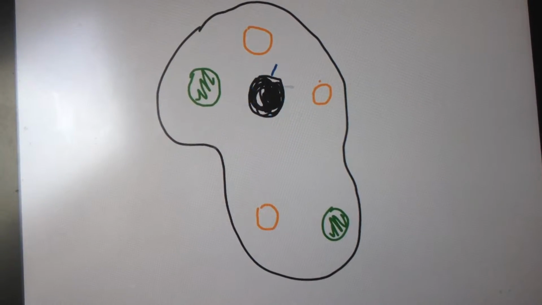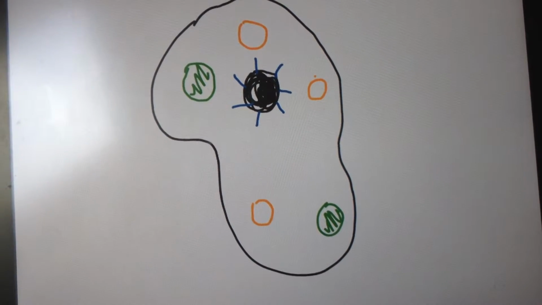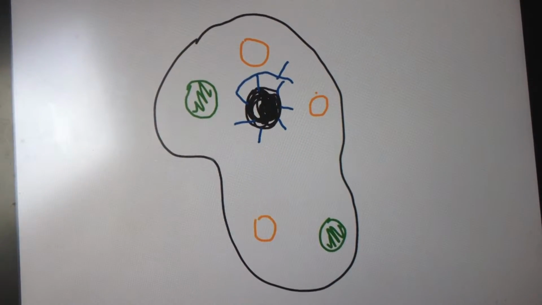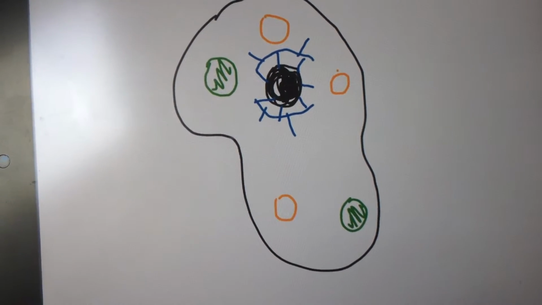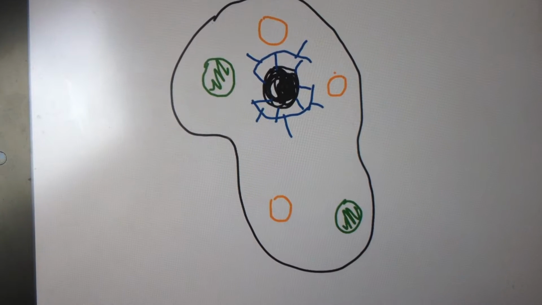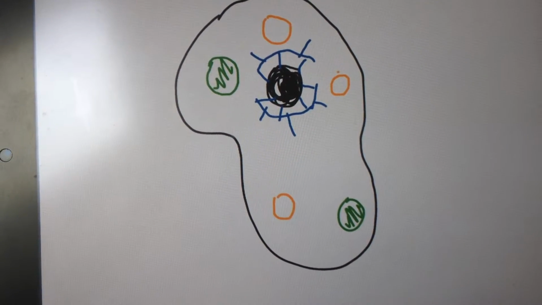This is the endoplasmic reticulum. It spreads throughout the whole cell and transports information from the nucleus to the cell. There are two kinds of endoplasmic reticulum. The first one is the smooth endoplasmic reticulum. This part also acts as a storage organelle.